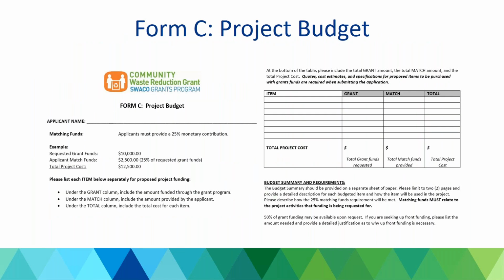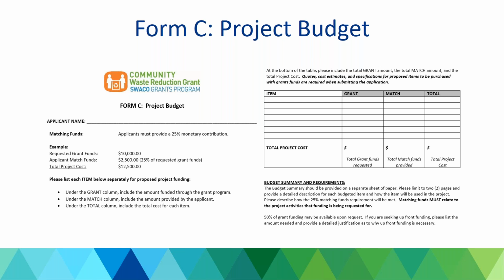I'd like to point out that in Form C, the project budget, the 25% monetary match is in addition to the total amount of grant funding being requested, as illustrated in the example. The match must be directly tied to the program or project the funding is being requested for. Applicants are required to itemize all grant items and associated costs. Please identify if the cost is part of the grant request or the match contribution, and then provide a total in the table. The budget summary should be no more than 2 pages and should describe each item as requested for grant funding and how it will be used in the project.